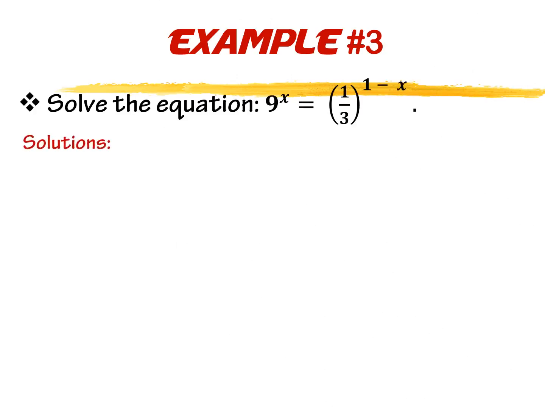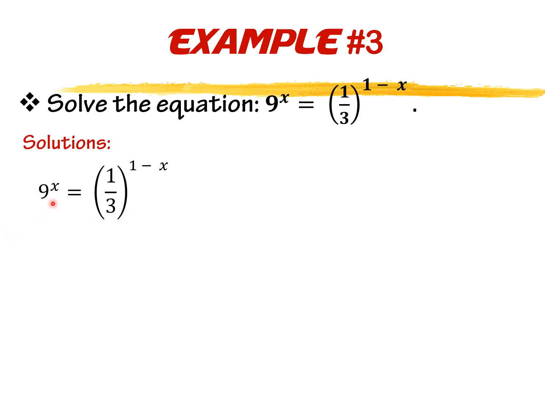Okay, let's have another one. This time we have to solve 9 raised to x is equal to 1/3 raised to the quantity 1 minus x. So again, the rule is to make the bases equal, applying the equal power rule. So always remember that you have to make the bases equal so that we can equate the exponents and solve for it. So 9 raised to x, we can have this one for base 3 since this one is 1/3. Okay, so we can make the bases equal to 3.